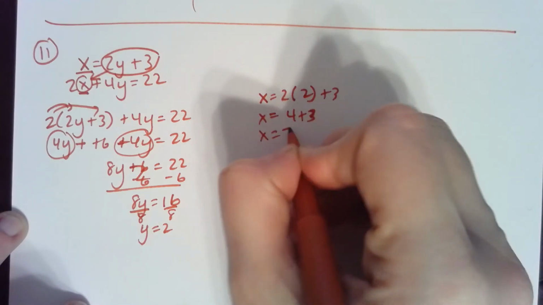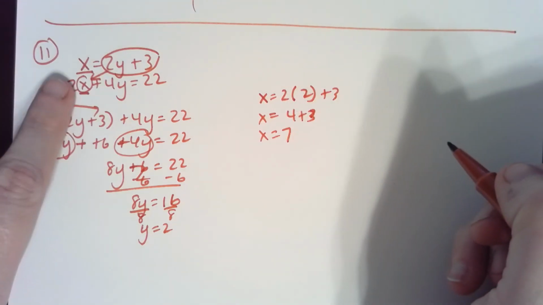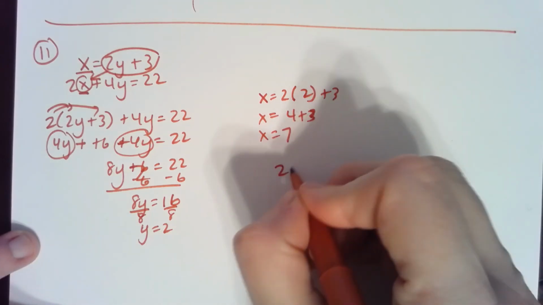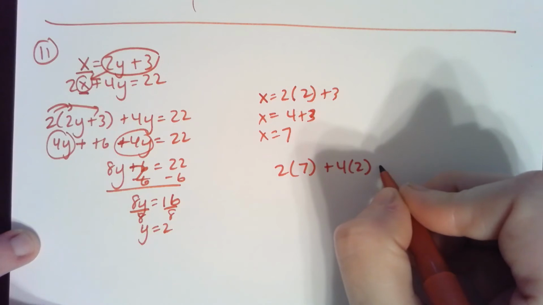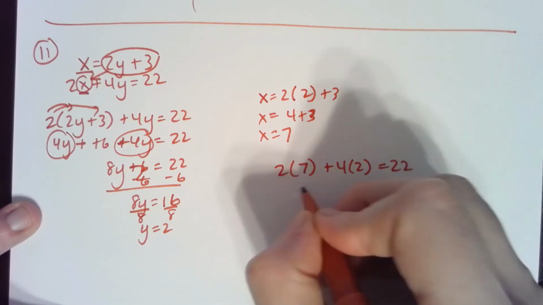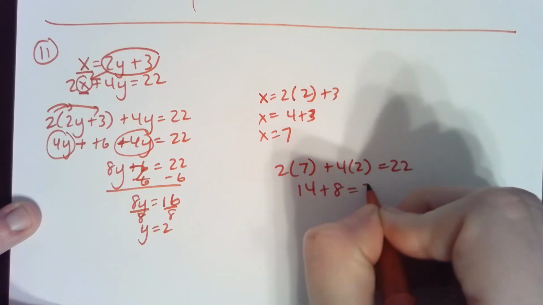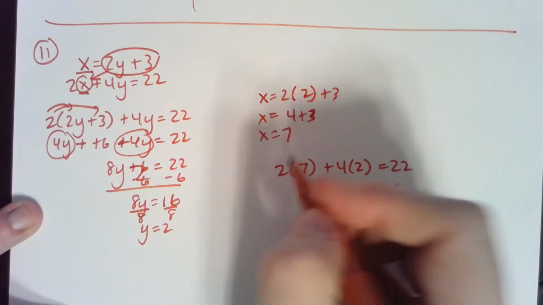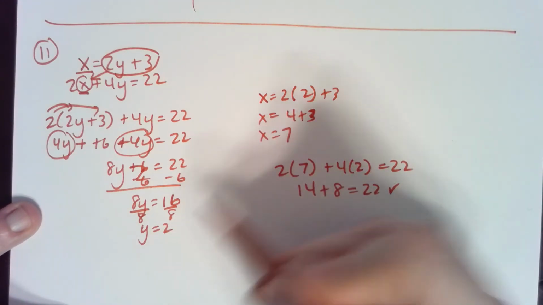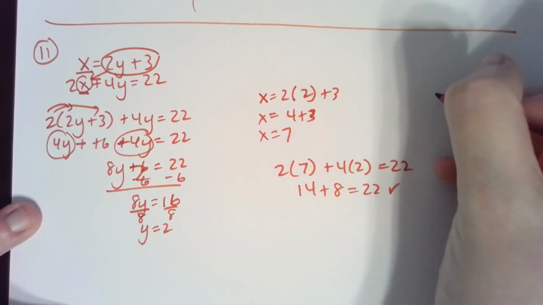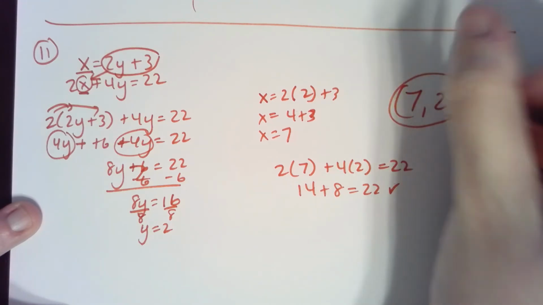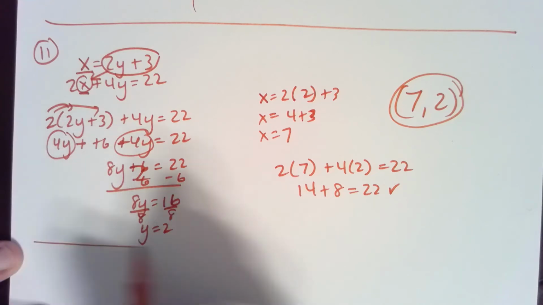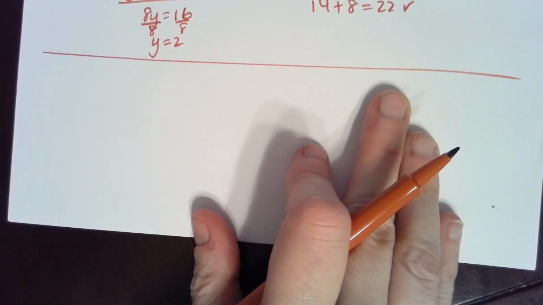So I'm going to confirm with this last equation. 2 times x, which is 7, plus 4 times 2, which is y, should equal 22. 14 plus 8 does equal 22. So even though I got y first, I always write my ordered pair as x, y, so I'm going to write (7, 2) as my answer. Okay? Let's look at the last one. The last one I have is number 18.